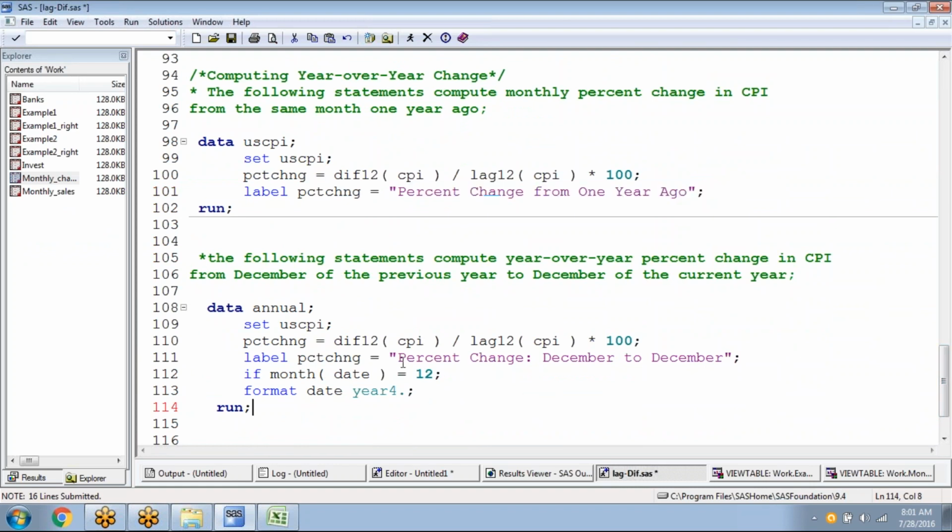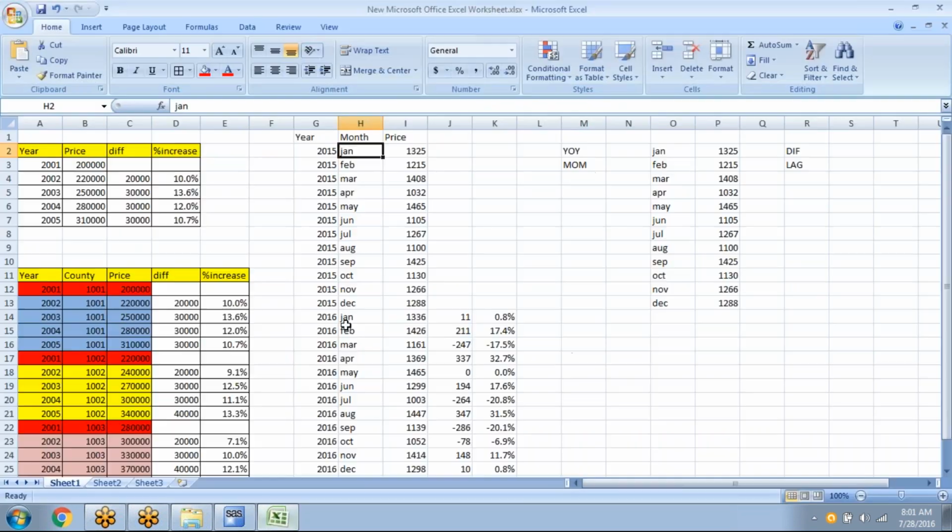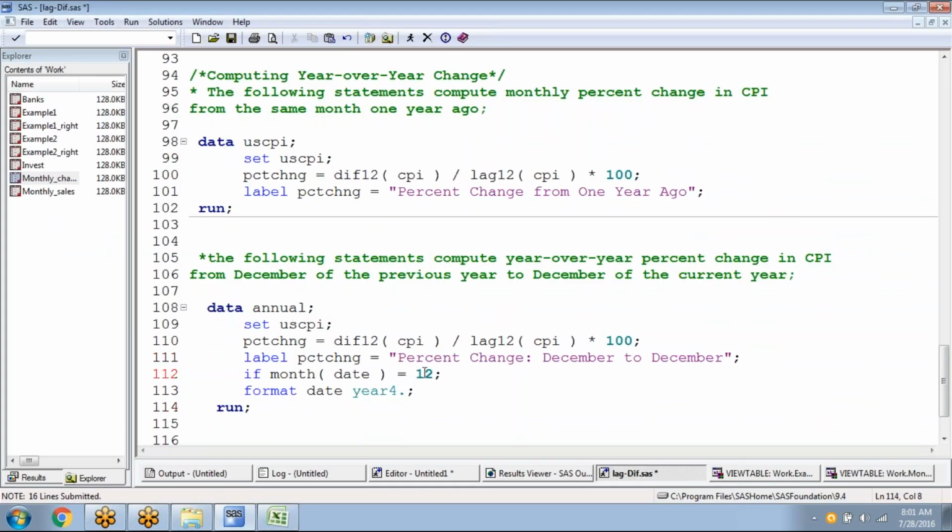Let's say you have the data in this fashion, but you are interested only in December sales information when compared to December sales. Let's say you wanted to compare December to December sales. You'll do the same thing, but you can filter it using an if statement or where statement. You can use the if statement, and you can read only one particular month's information by using the month function: month of date equals 12. So it will read only December month information.